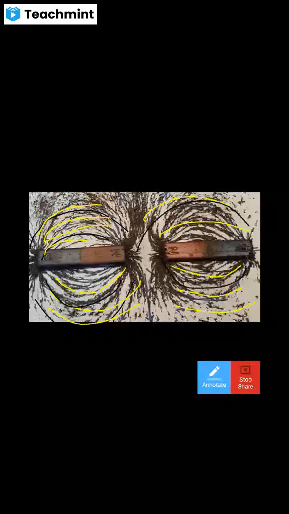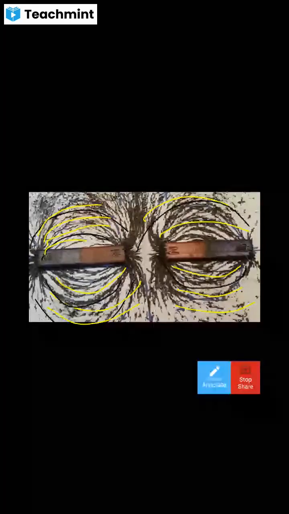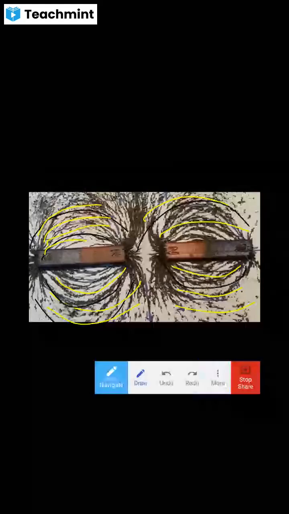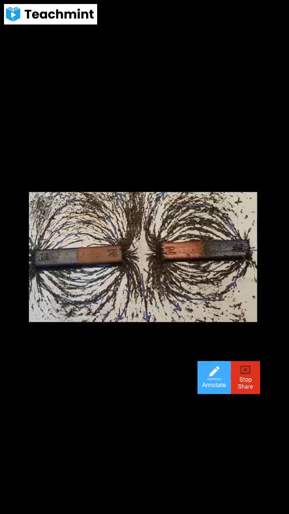So the field which is near to it, where we feel this force, whether attraction or repulsion, that region is called magnetic field. The region in which the force is present is called magnetic field. Did you understand now? Yes, sir. Okay.